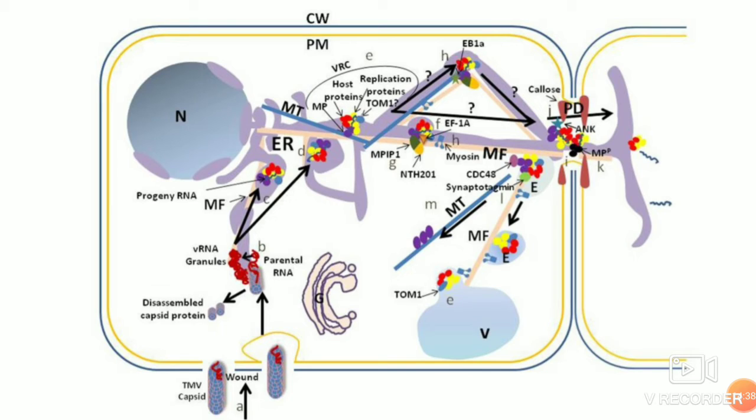So people think that this TOM1 can be derived from the ER or vacuole or any other membrane. For TMV intracellular movement, this virus replication complex moves from the site of replication to plasmodesmata. During that, elongation factor 1A interacts with viral RNA replication, microtubules, and the microfilaments, and influences TMV movement.